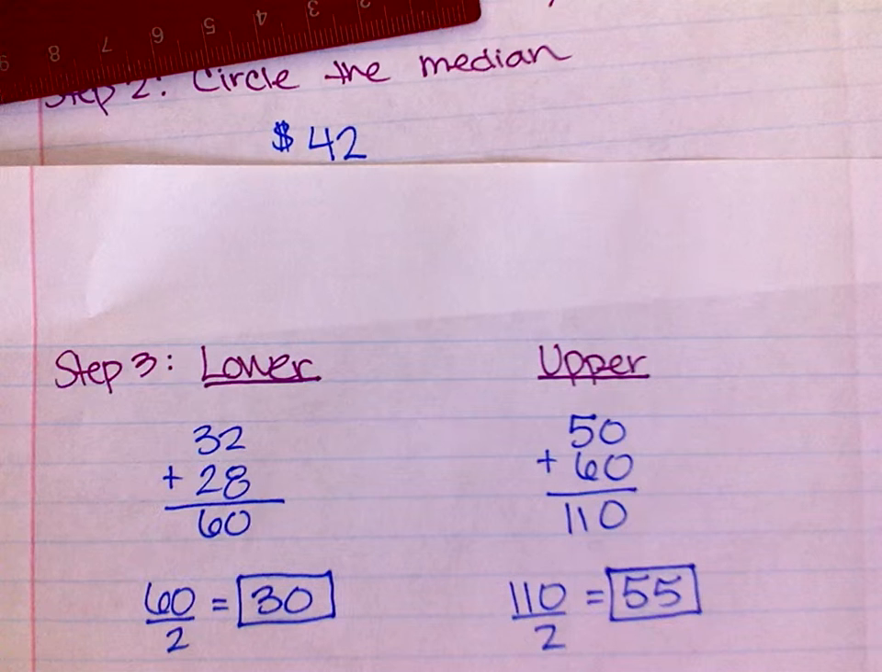15. So I have 14 and 16. That's 30. And then I divide it by 2 and I get 15. So this is my median, the median of the whole set. The median of the lower half is my lower quartile. The median of the upper half is my upper quartile. That's all that means. So you're just finding a median within the median, if that makes sense.